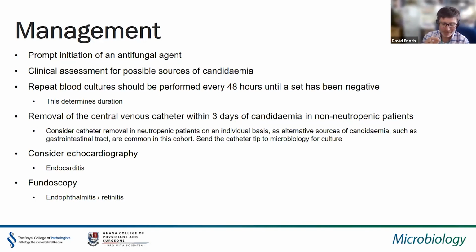We also advise the removal of central lines within 3 days in non-neutropenic patients. We also sometimes suggest it in neutropenic patients, although I've got a high threshold for that because it could be a mucositis or intra-abdominal source, which is more likely in a neutropenic patient, but they certainly need to assess the line. We also usually perform an echocardiogram, whether transthoracic or transesophageal. We're looking for endocarditis, which can be quite nasty and typically needs valve replacement. It's rare, but it does happen.